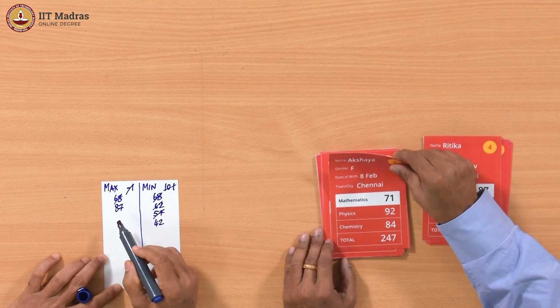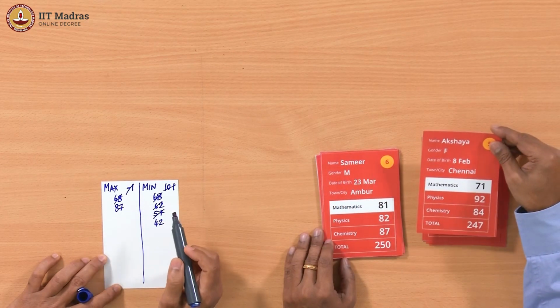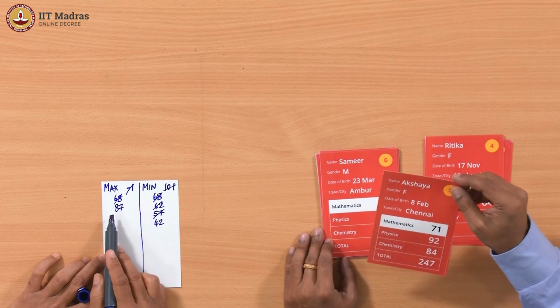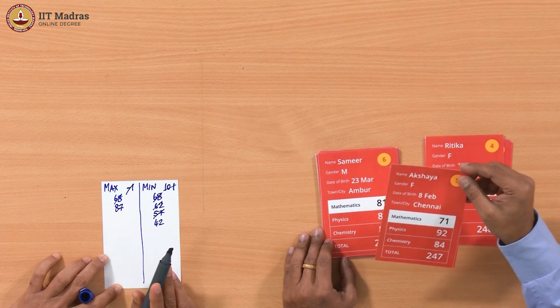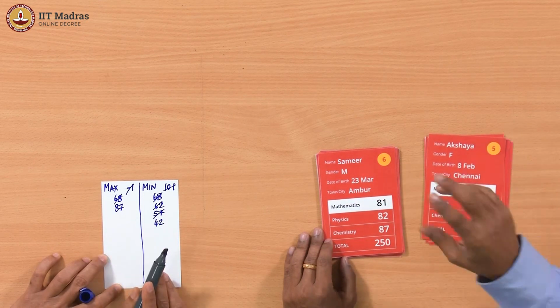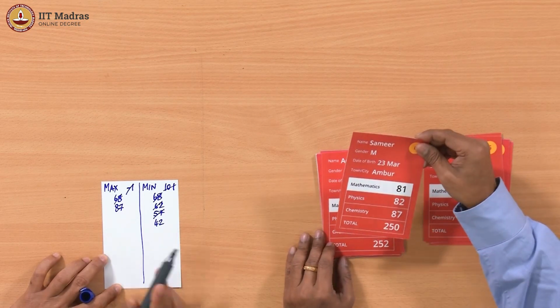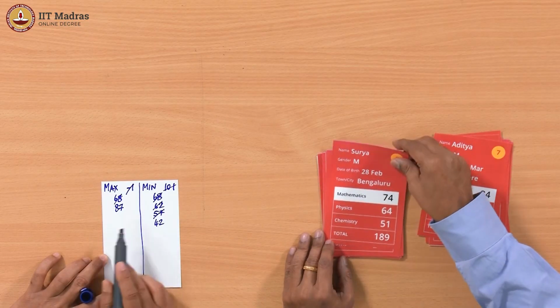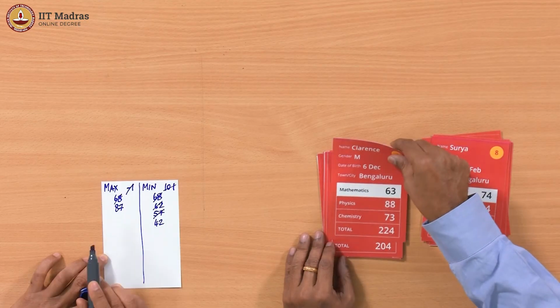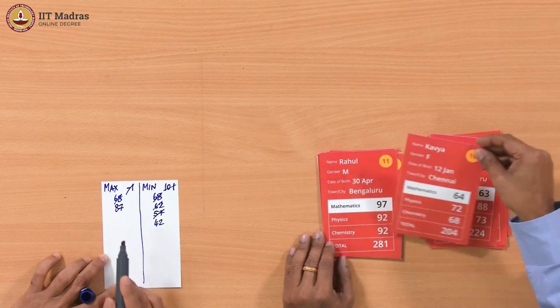71. 71 is between max and min, nothing happens. Oh, I see. So 71 is smaller than max, so max doesn't change. 71 is bigger than min, so min doesn't change. So anything which is between these two will not change either of them. 81. 81 is again between. 84 is also between. 74 is also between. 63 is also between. 64 is also between.